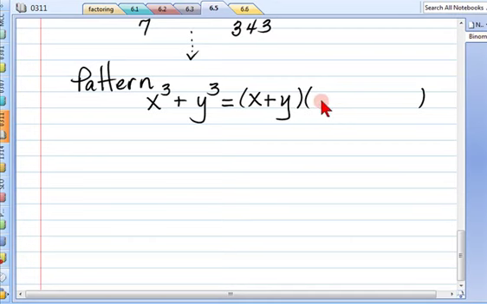The first spot in the trinomial, by the way, I'm going to use these to build my trinomial. All right, the first spot is the square of the first. So take this first, square it, x squared.